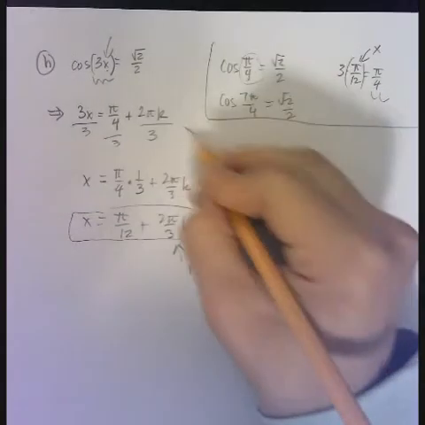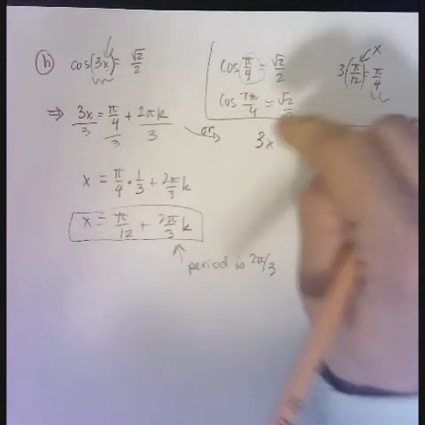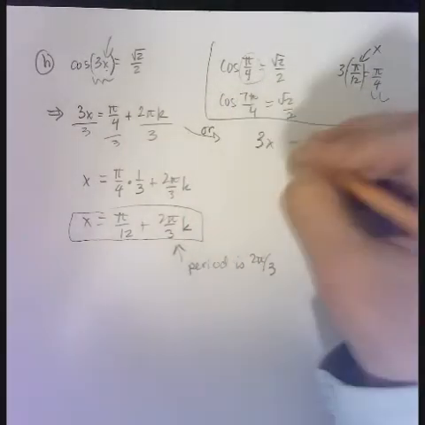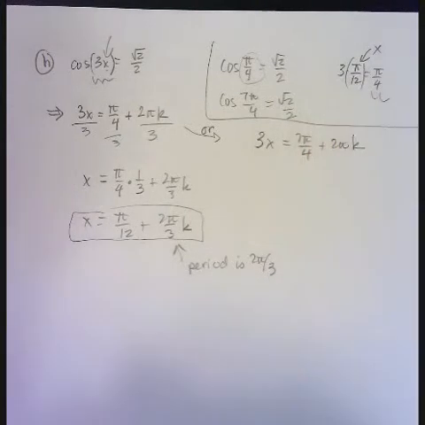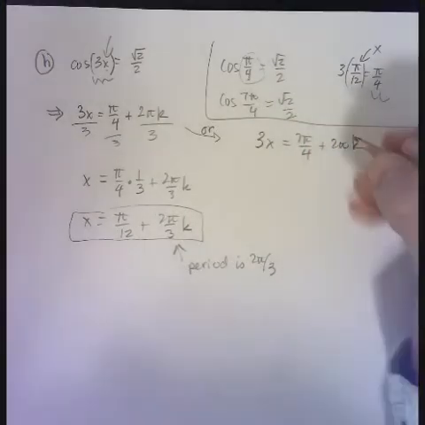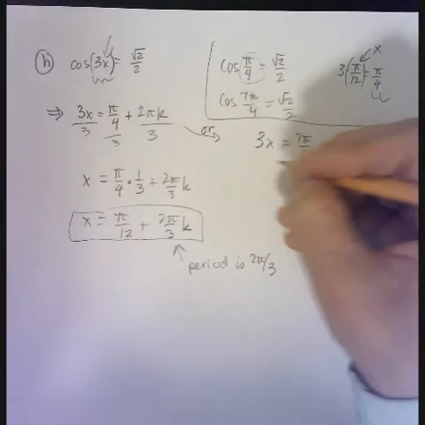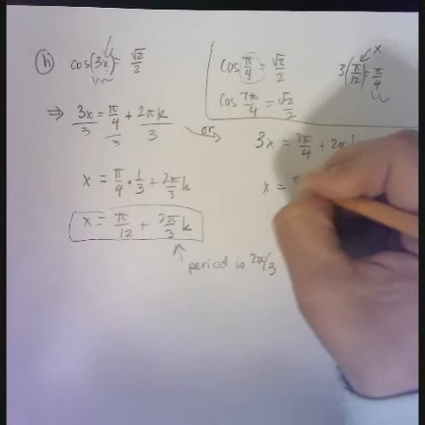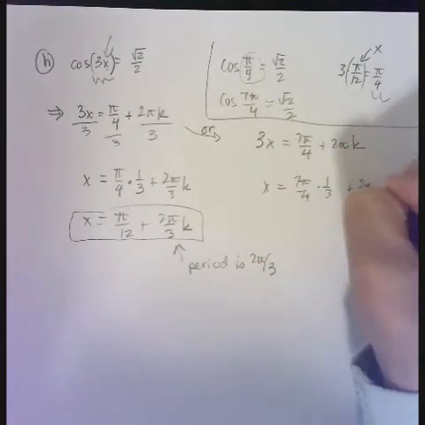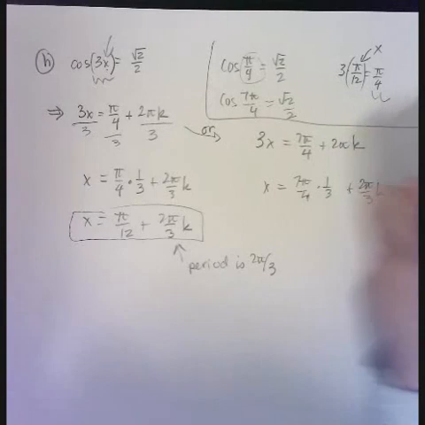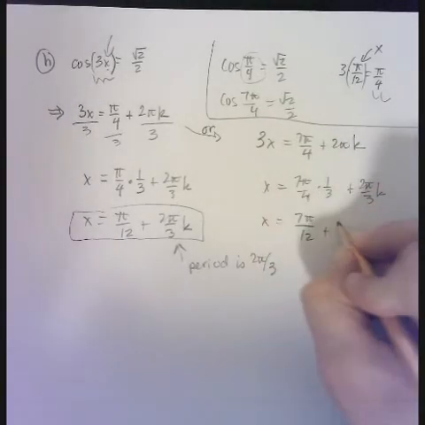And that is if 3x is the 7 pi over 4 that we talked about. And then add the period to that. So just divide all of this by 3. So x equals 7 pi over 4, I'll just write it times 1/3, plus 2 pi over 3k, or x is 7 pi over 12 plus 2 pi over 3k. Here's the rest of the solutions.